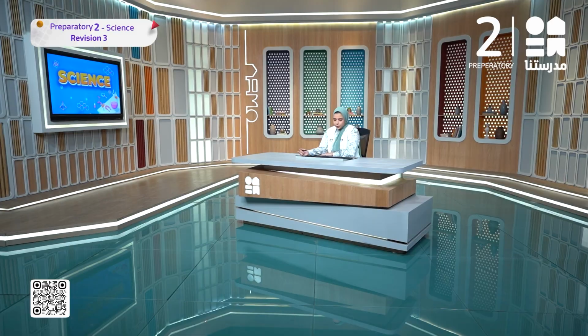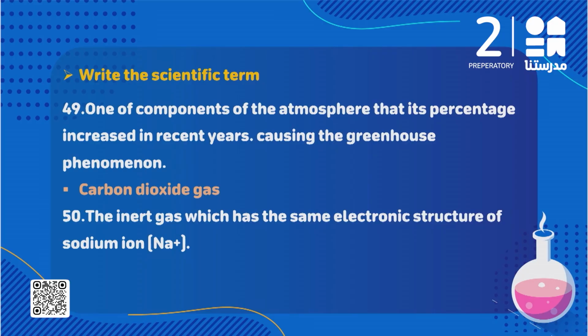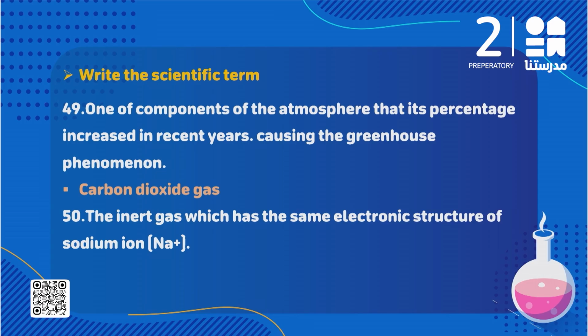طيب, the inert gas which has the same electronic structure of sodium ion. احنا عارفين ان الصوديوم الاتوميك نمبر بتاعه 11، so ده يعني 2 و 8 و 1. Sodium ion is going to lose the 1 electron in the last energy level, so it becomes 2 8, and 2 8 is the electronic configuration for the inert gas neon.